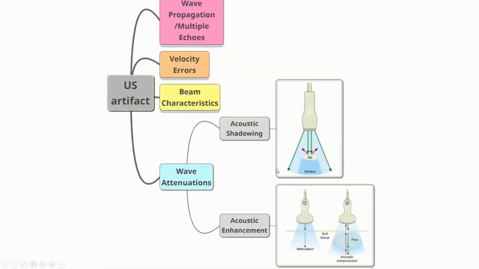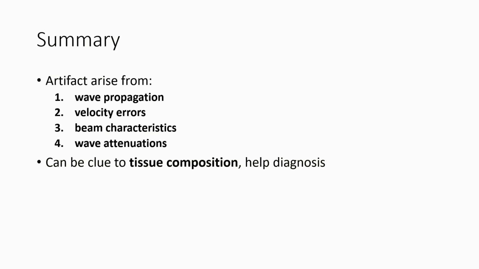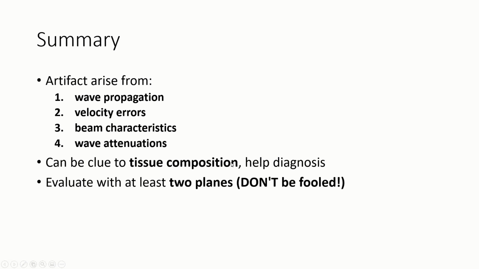And then the last one is related to wave attenuation. So acoustic shadowing or acoustic enhancement are included in this category. So, summary: artifacts arise from those four categories: wave propagation or multiple echoes, velocity errors, beam characteristics, or wave attenuation. And then this artifact can be a clue to tissue composition, and sometimes helps diagnosis.